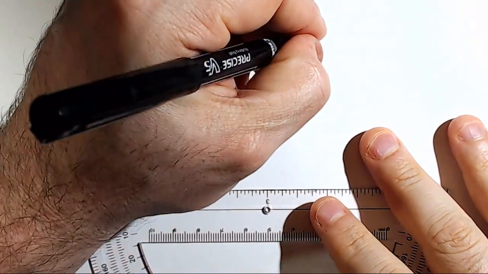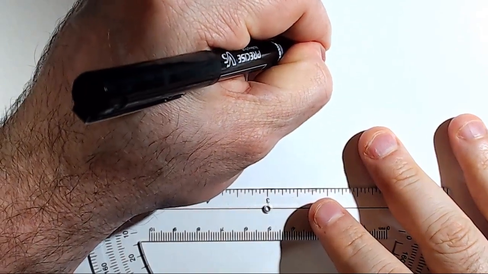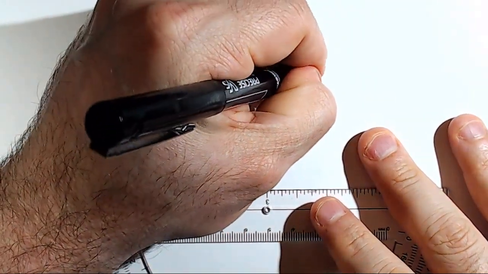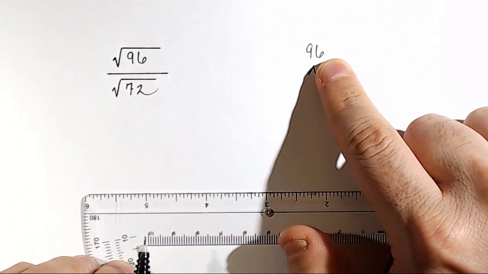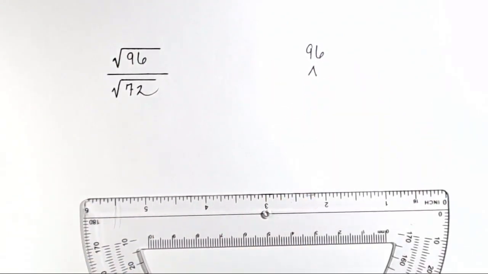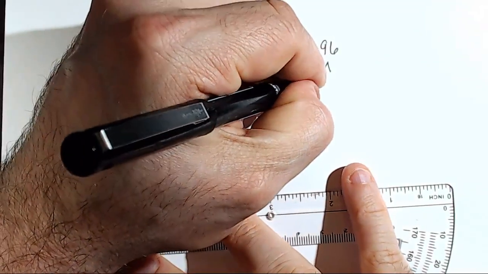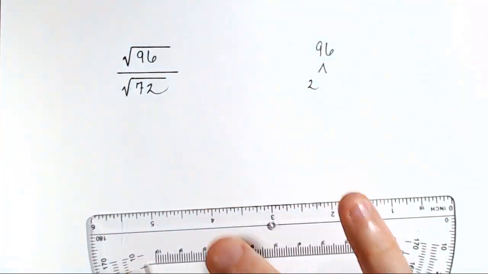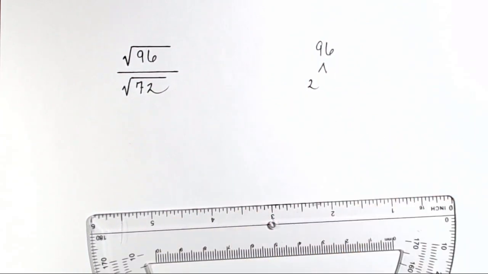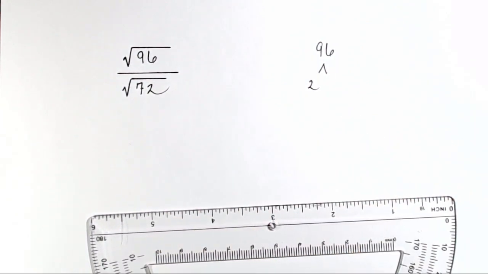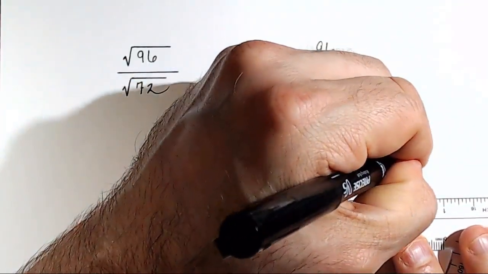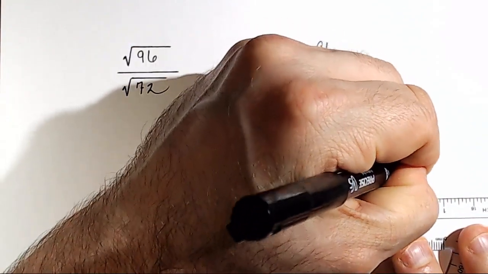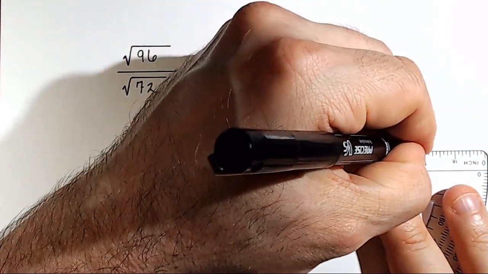So let's start by breaking down 96 into its constituent prime numbers. So we know that 96 is divisible by 2 because it's even. So 2 is the first factor that we found. And now we have to say, well, how many times does 2 go into 96? If that's not something you know off the top of your head, and it's not something I know off the top of my head, a little quick long division will grant us the answer.